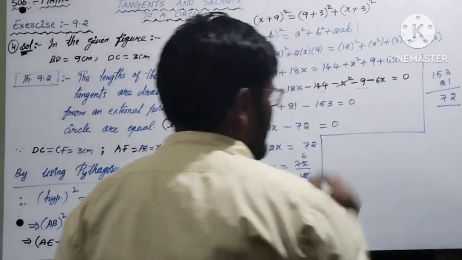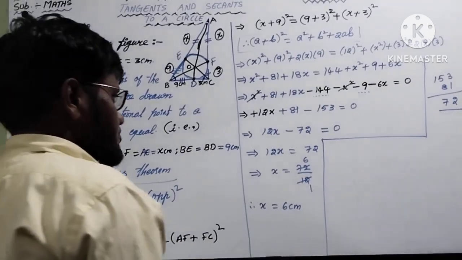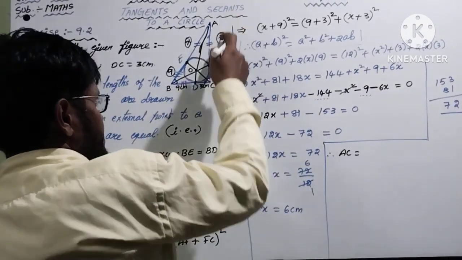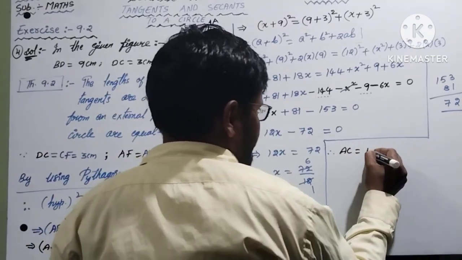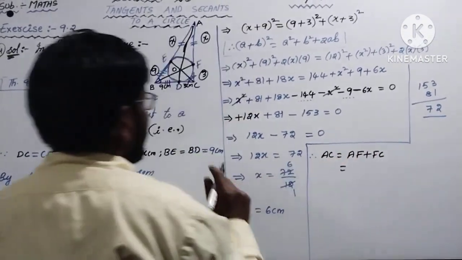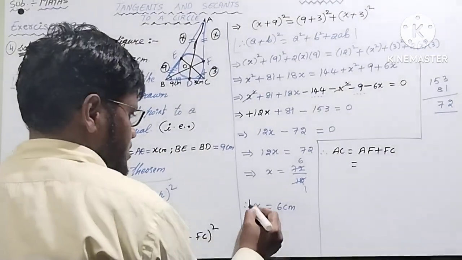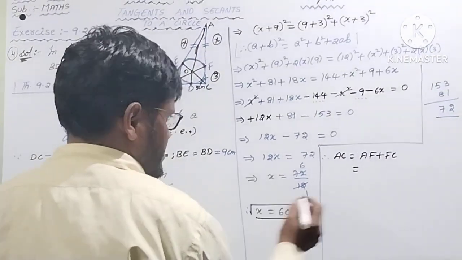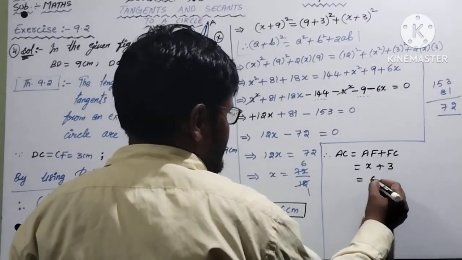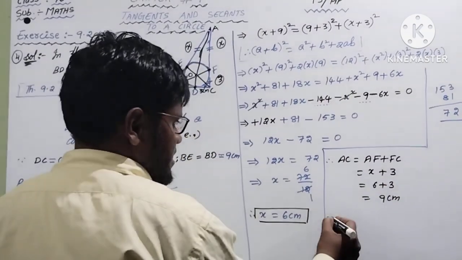Those are, first side is what having? AC. First side is AC. With this AC having two parts. AF plus FC. AF value is how much? X. X value I got here only. X value is how much? 6. So AF is X and FC is 3. X value is 6. 6 plus 3 how much here? 9 centimeters. Finished first answer.